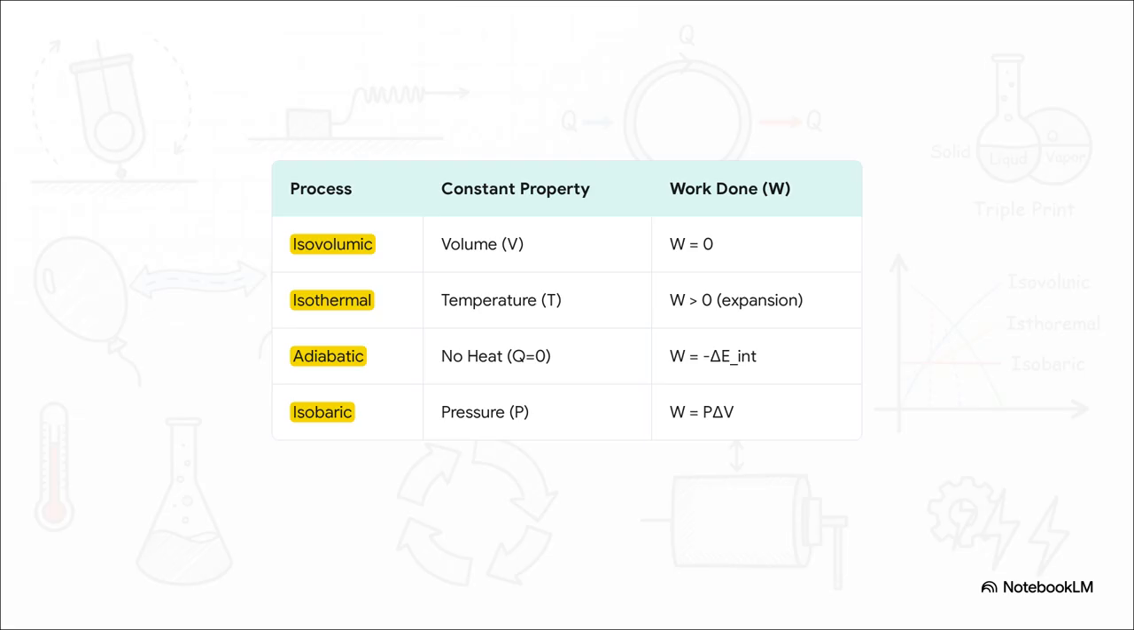The easiest one to remember is isovolumetric. If the volume doesn't change, no work can be done. It's impossible. And for an adiabatic process, no heat gets in or out. That has some really interesting consequences for work, which we're about to see.